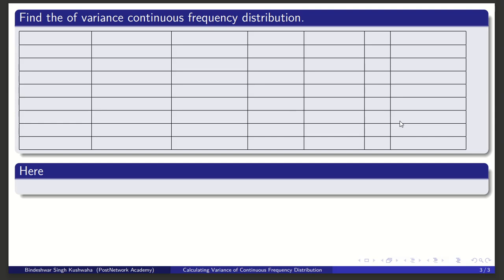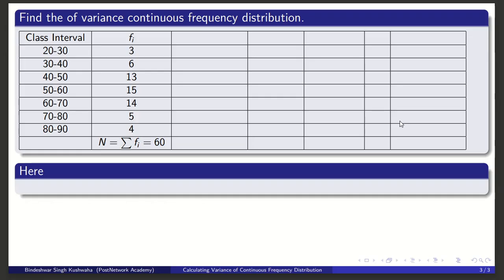Now, if you have data distributed across different ranges or class intervals, each with corresponding frequencies, the goal is to calculate the variance for a distribution. So let's break down the process into simple steps. You will see a table on the screen. Follow along.